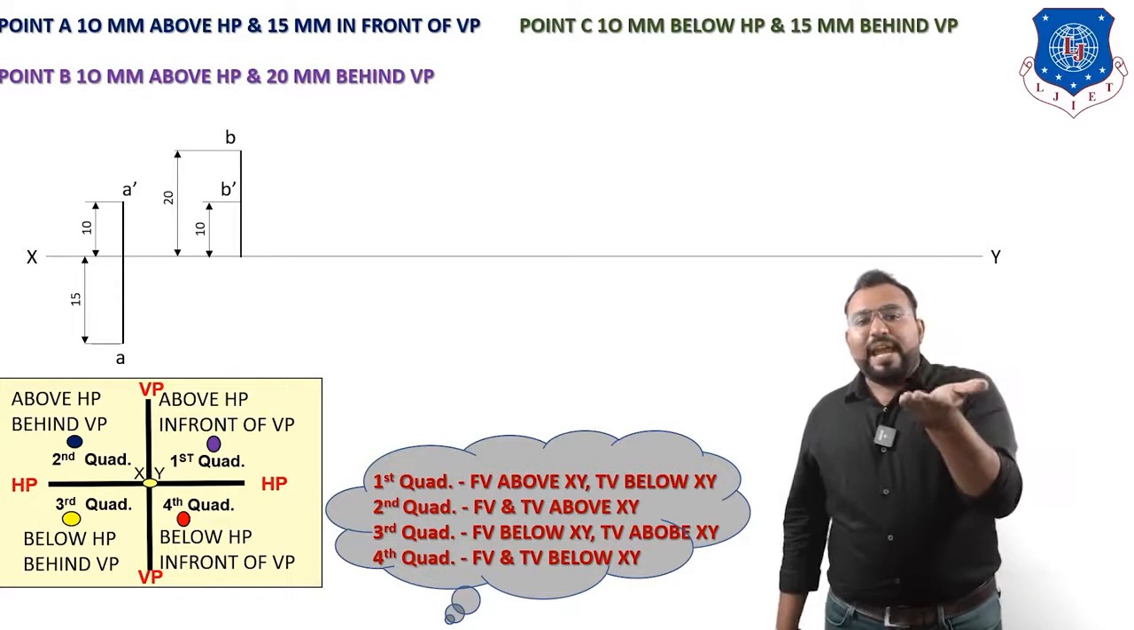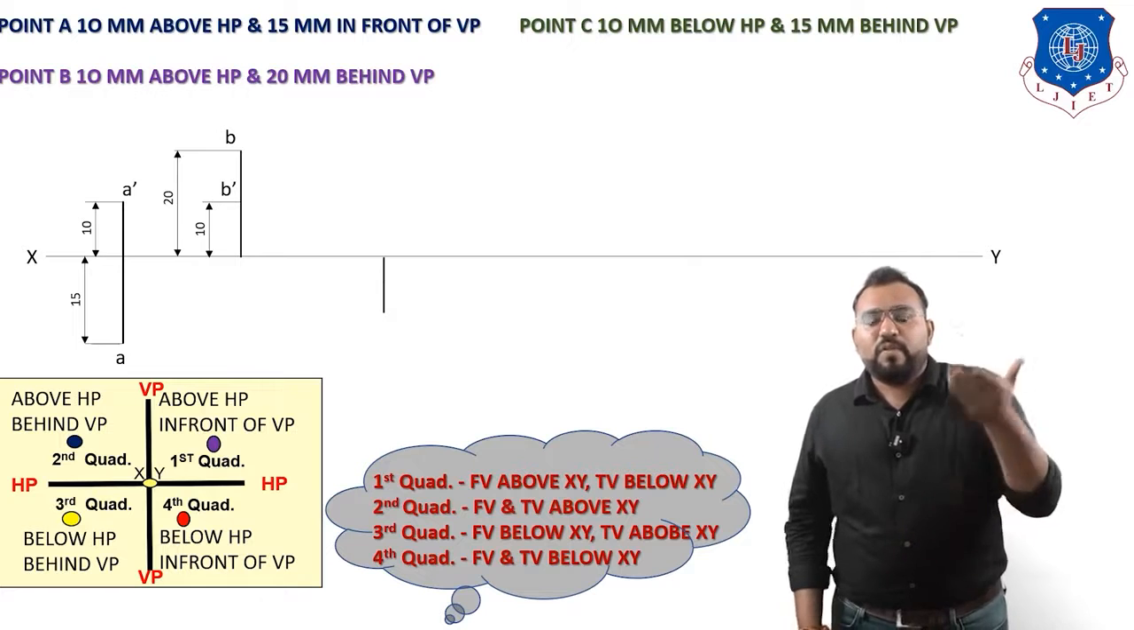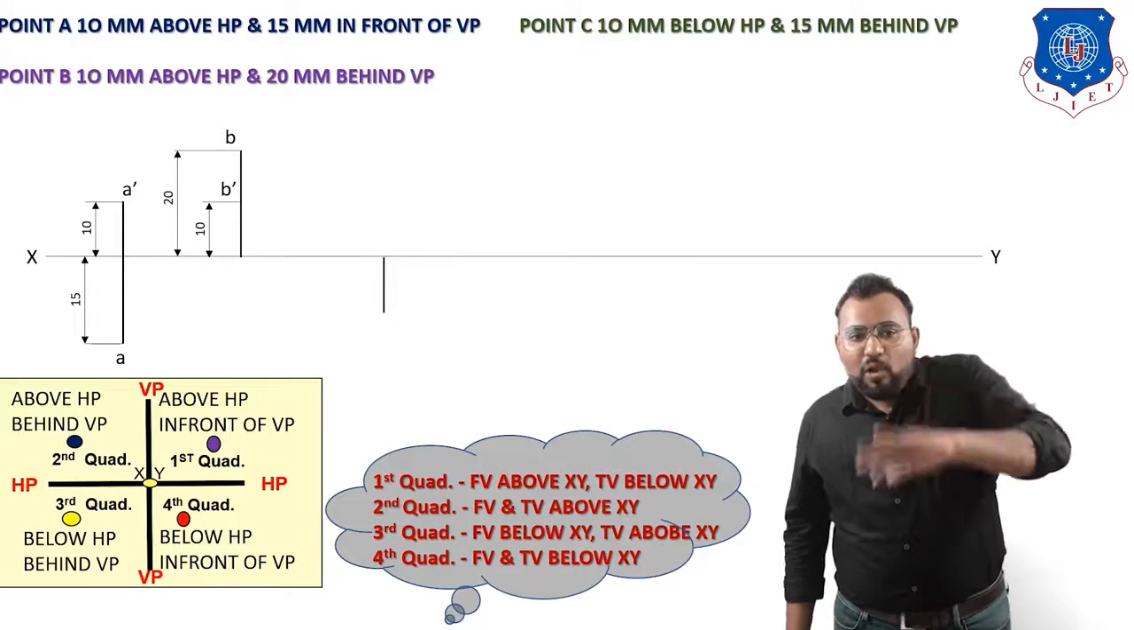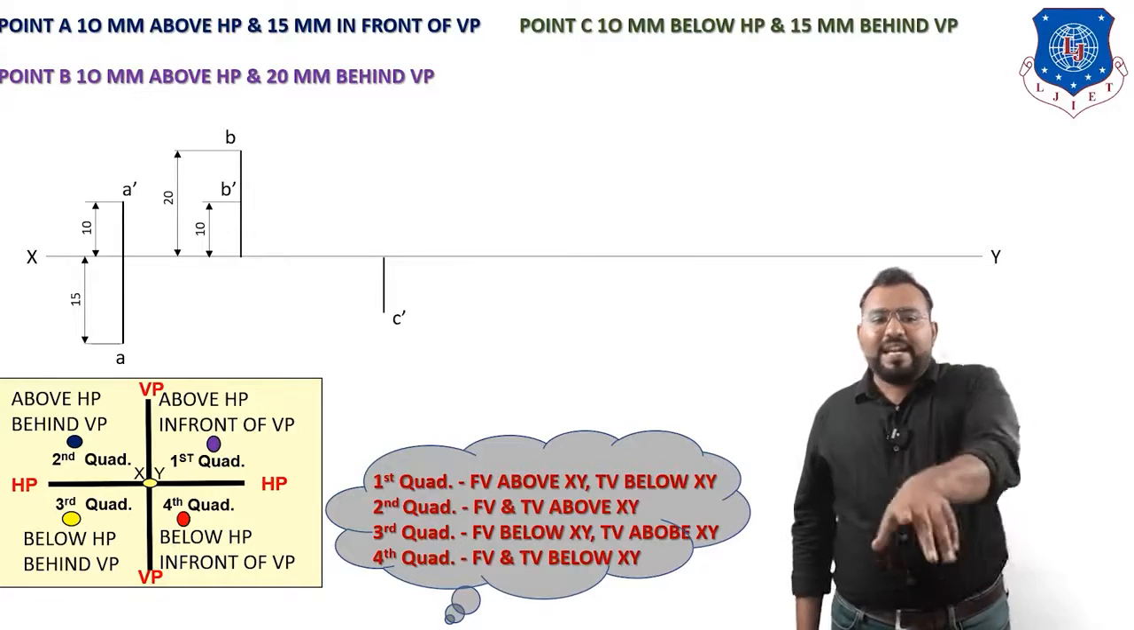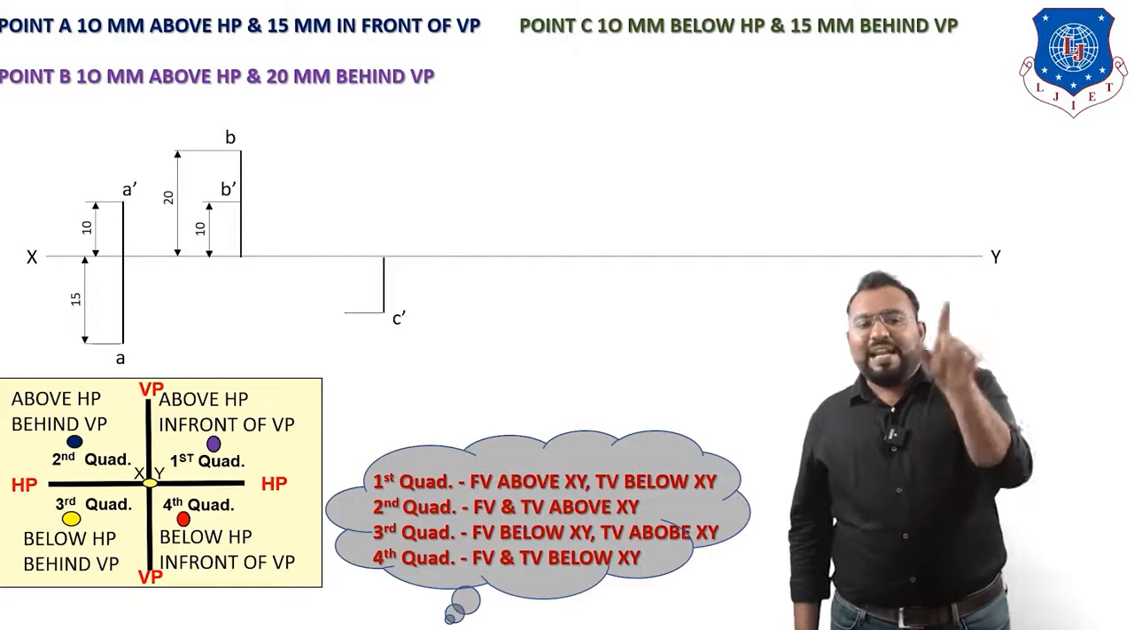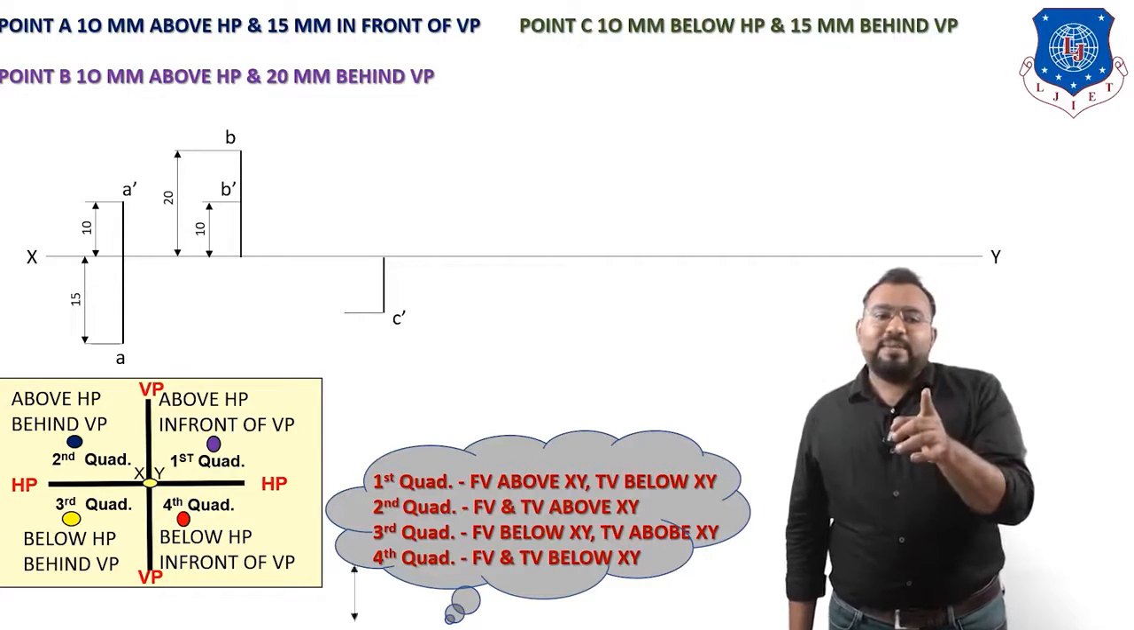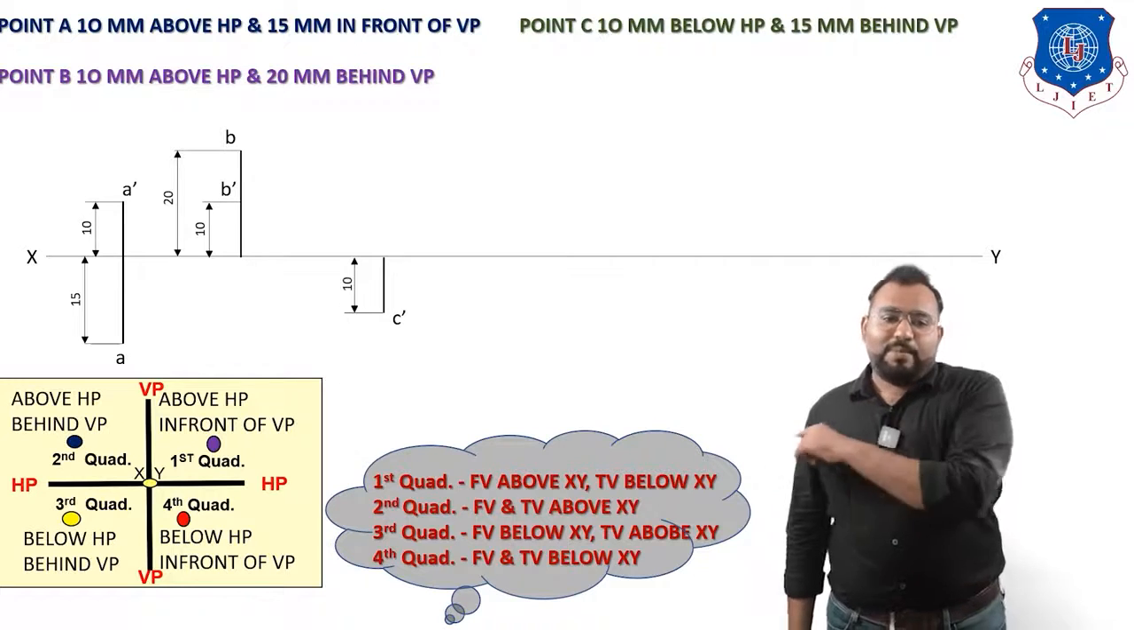So here, 10 mm below HP. What we will do is draw a line 10 mm below XY and give it the name C dash. Now draw the extension line and assign the dimension by the aligned method and write 10 mm over there.